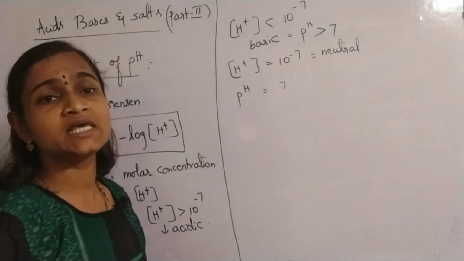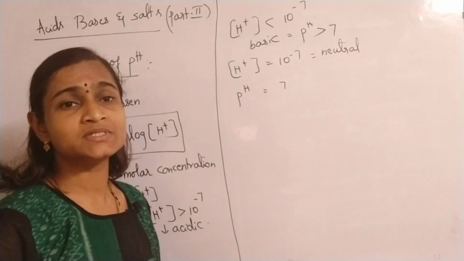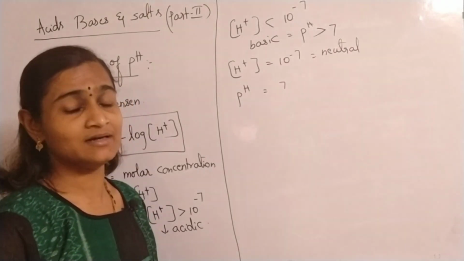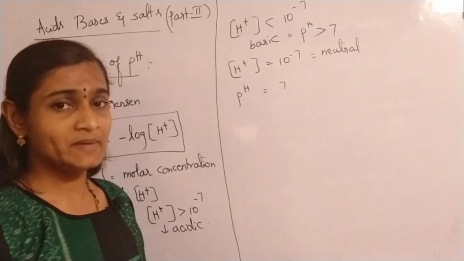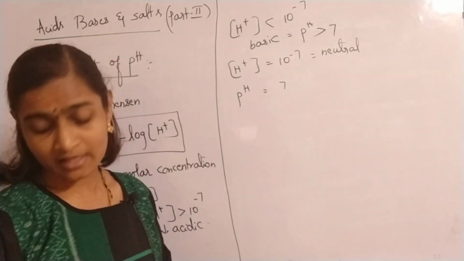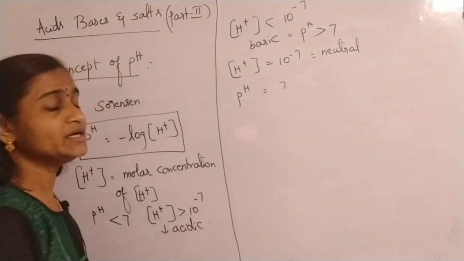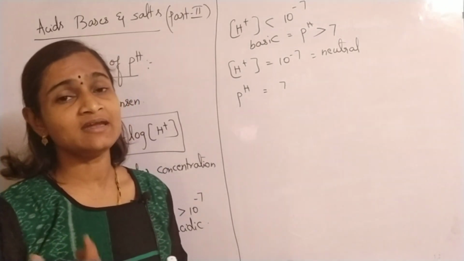So if pH is equal to 7, you call it a neutral substance. If pH is greater than 7, it will be basic, and if pH is less than 7, it will be acidic. This is how you identify the relative strengths of acids and bases.